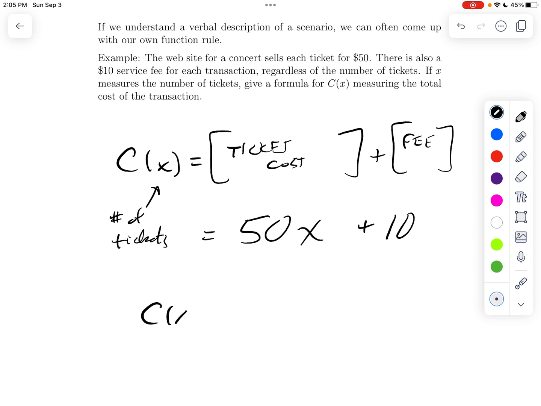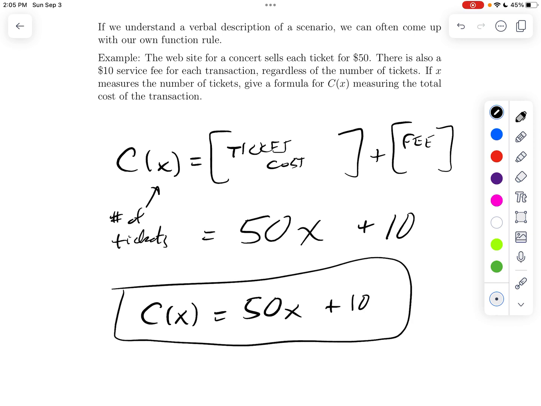So here we are using function notation to explain in a general way. We never even mentioned a specific number of tickets. Maybe it's 6, maybe it's 1, maybe it's 20. This is just the general rule for explaining if I know the number of tickets I want, this will tell me specifically how much money I'll be spending.